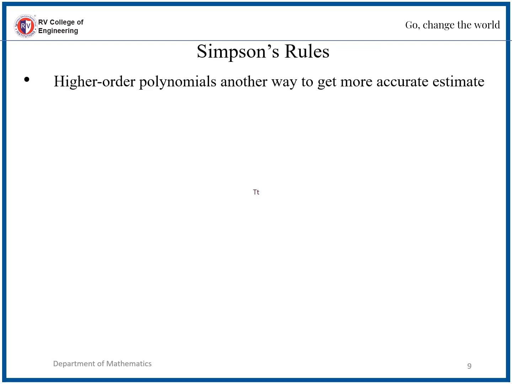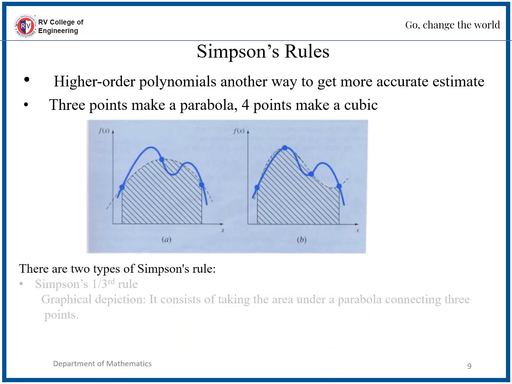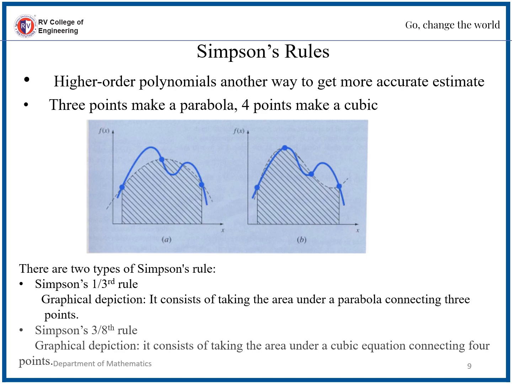The second Newton-Cotes integration formula is the Simpson rule. Here the curve y equal to f of x is replaced by higher order polynomials. 3 points make up a parabola and 4 points make up a cubic. The two types of Simpson rule are, the first one is Simpson's 1/3 rule. Graphically, it consists of taking the area under a parabola connecting 3 points, and that is shown in the first figure. The second one is Simpson's 3/8 rule. Graphically, it consists of taking the area under a cubic equation connecting 4 points, and that has been represented in the second figure.